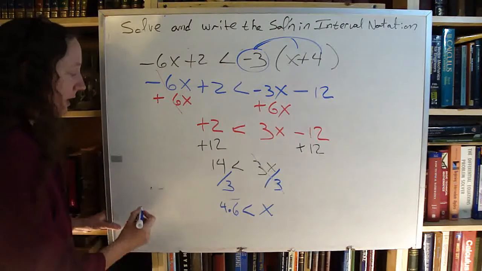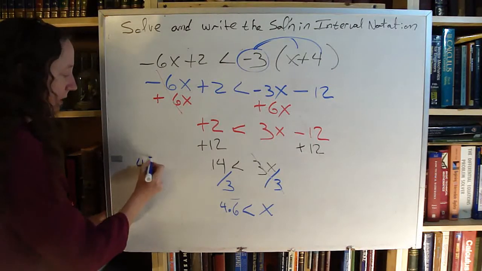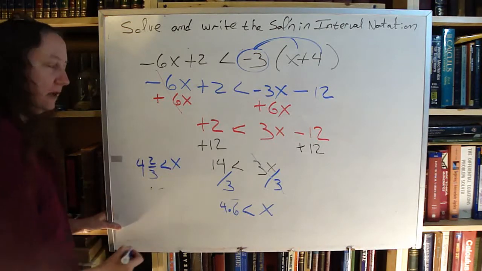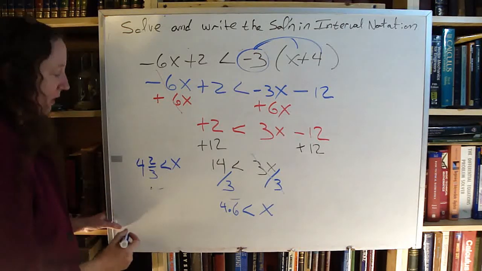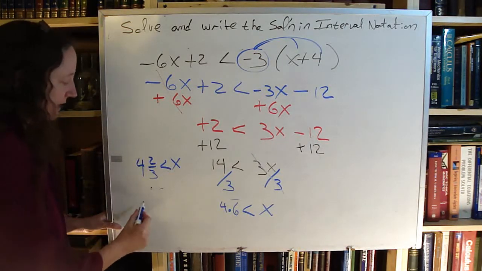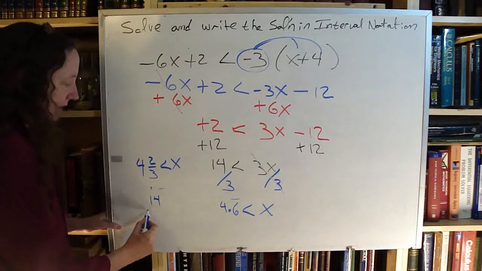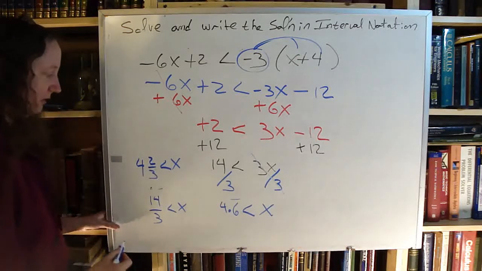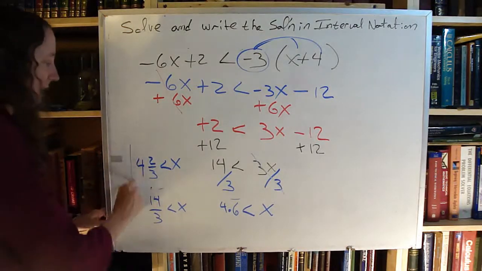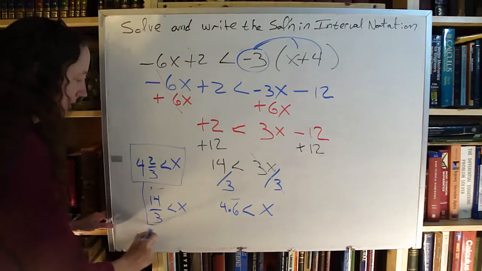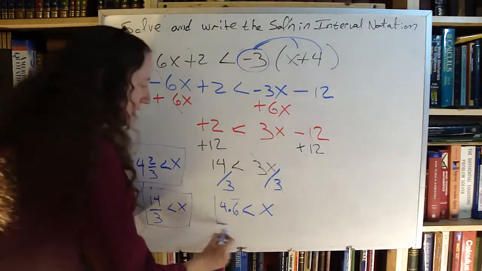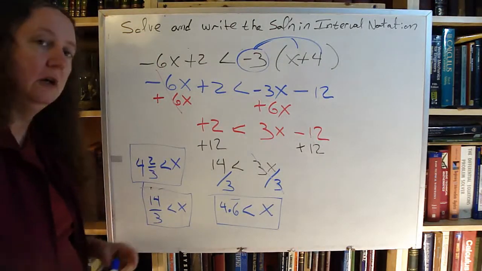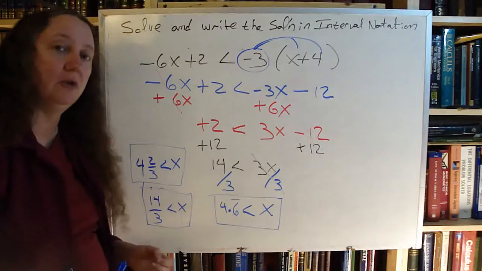I could also write this as 4 2/3 is less than X. Or I could write it as 14/3 is less than X. Any one of these is okay as an answer. It just depends on what you're being asked to do.